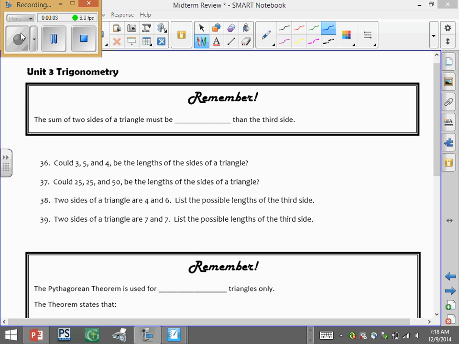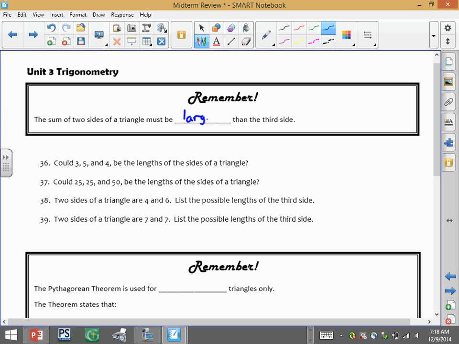In this one we'll take a look at some of the basics before we get into the trigonometry, just some of the other basics about the angles of a triangle and the sides of a triangle. Remember, the sum of two sides of a triangle must be greater than the third. The best way to do this: the short side plus the short side has to be bigger than the long side. So here, 3, 5, 4, just 3 plus 4 equals 7. And we have to check, is 7 bigger than 5? Yes, so these do make a triangle.